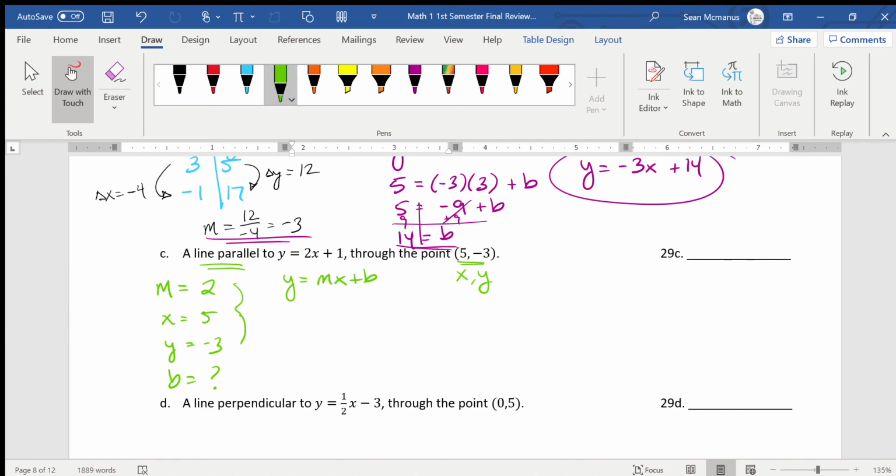I don't know what happened to my pen. Stopped working. Oh, there it goes. So y is negative. Oh, can I work over there? Can I work with my finger? Well, -3 equals, it's going to be ugly with my finger, so.